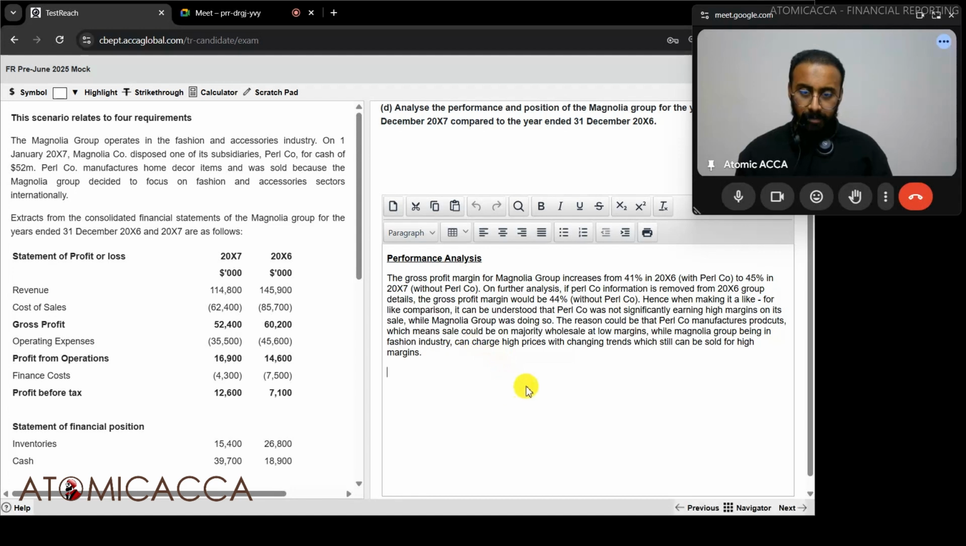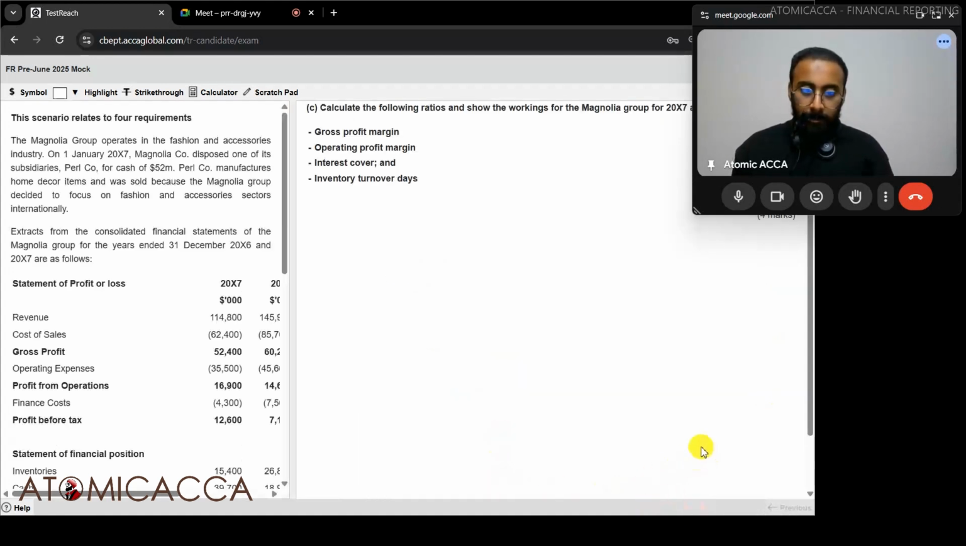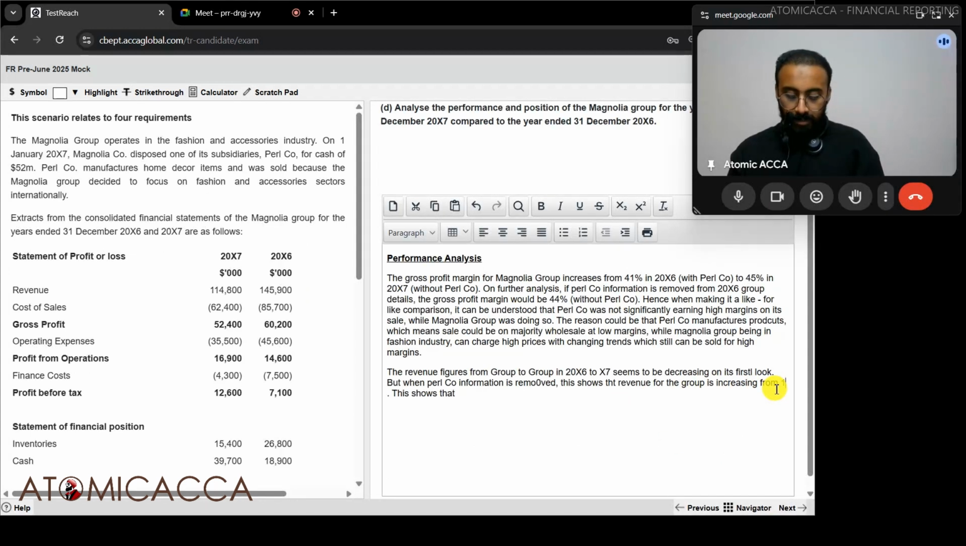The revenue figures for the group from 20x6 to x7 seem to be decreasing at first look. But when Pearl Company information is removed, this shows that revenue for the group is increasing from 103.7 to 114.8 k.